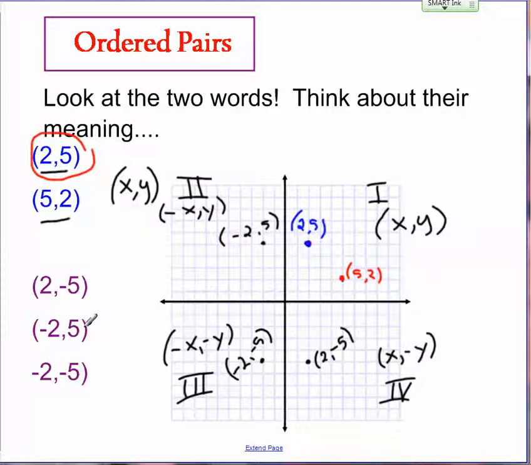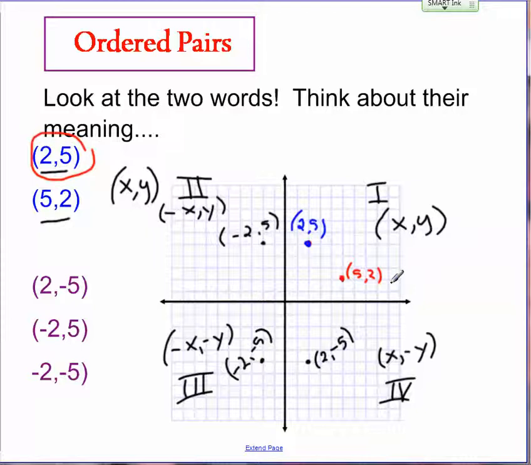Negative 2, positive 5. Well, the negative 2 tells me to go to the opposite of the right, which is the left 2, and then up to 5. And negative 2, negative 5 means go to the left 2 and down 5. Notice if I connected these, I'd have a rectangle because they're the same digits, just all I did was change whether I went right and up, right and down, left and up, or left and down. But the distances from the origin are all the same.